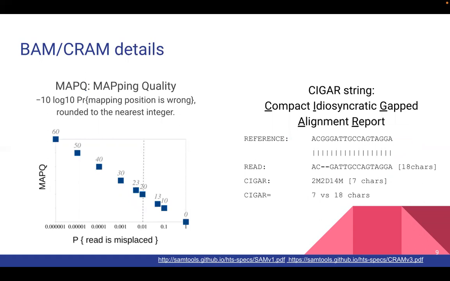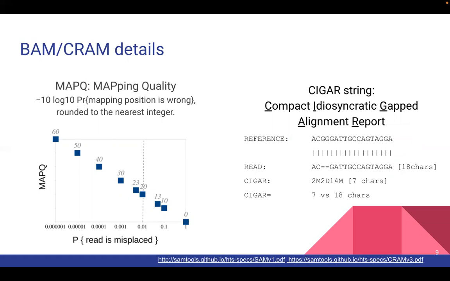Mapping quality, or MAPQ, is a log-based score of probability a read was misplaced or wrong. For example, a common threshold is a score of 20, which means the probability it was mismapped is 1 in 100. We generally think that's a pretty good probability.